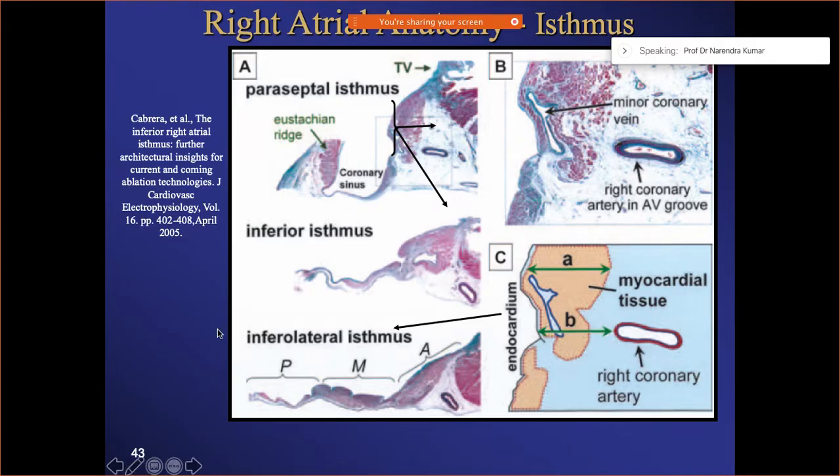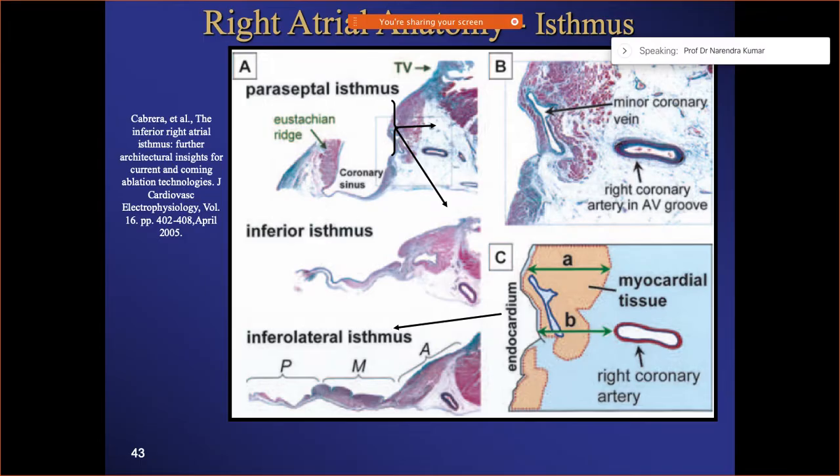So this was a beautiful slide from Cabrera. Cabrera was able to show that the RA isthmus can be further defined as paraseptal, inferior, and intraseptal isthmuses. If you look carefully in the first figure A, the inferior isthmus is the thinnest and narrowest of the three levels of the isthmus, with an average width of 24 ± 4, 19 ± 4 on the inferior side, then 30 ± 3 on the inferolateral side, in fact.